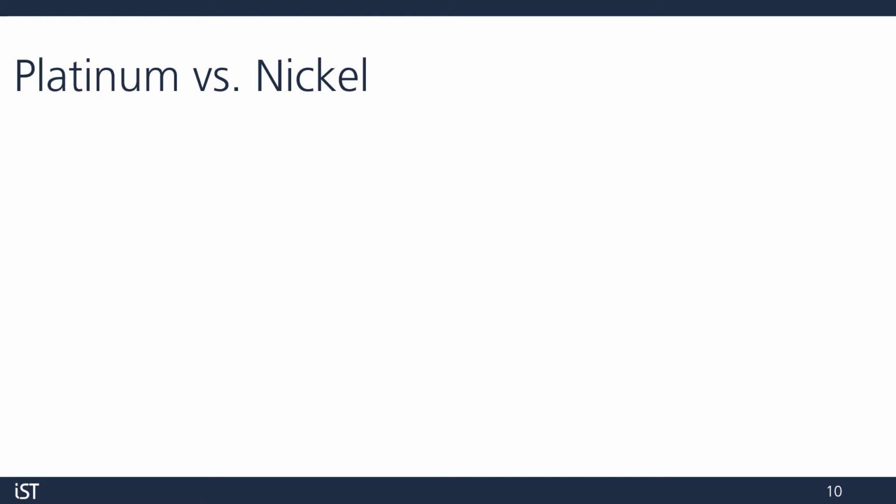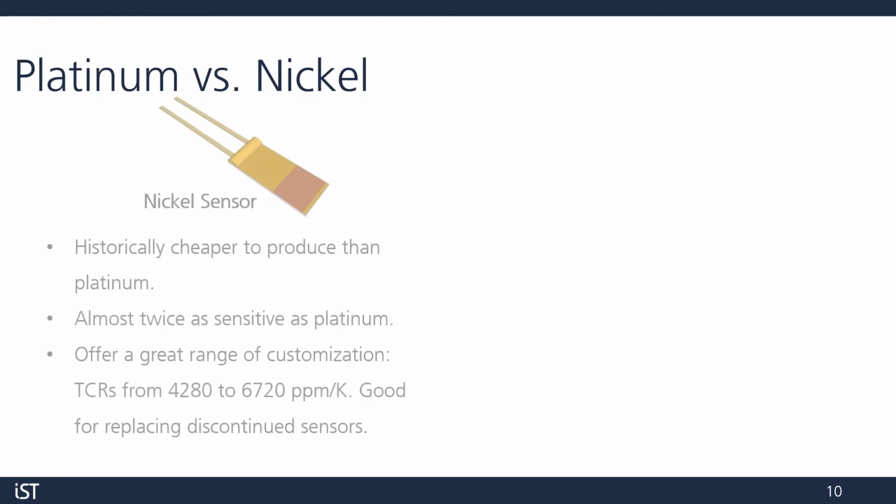Nickel and platinum are the most commonly used metals for thin film RTDs. Historically, nickel was cheaper to produce than platinum. It's also almost twice as sensitive. Nickel sensors offer a great range of customization, with TCRs ranging from 4280 to 6720 ppm per Kelvin. This makes them a great option for replacing discontinued sensors.